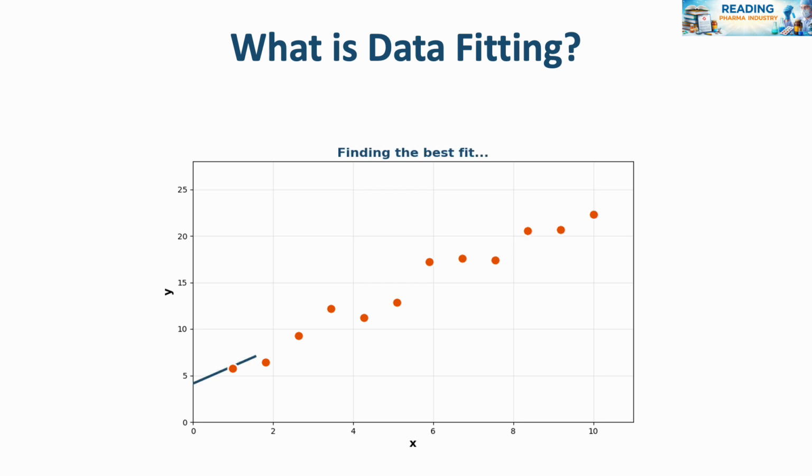So what exactly is data fitting? In simple terms, it is a way to find a mathematical equation that would describe your experimental data. So you start by collecting data points from your experiments, and the data fitting helps you to draw a smooth curve through those points that you have collected from your experiments. But more importantly, it lets you understand the underlying relationship between your variables and helps you to make some predictions.